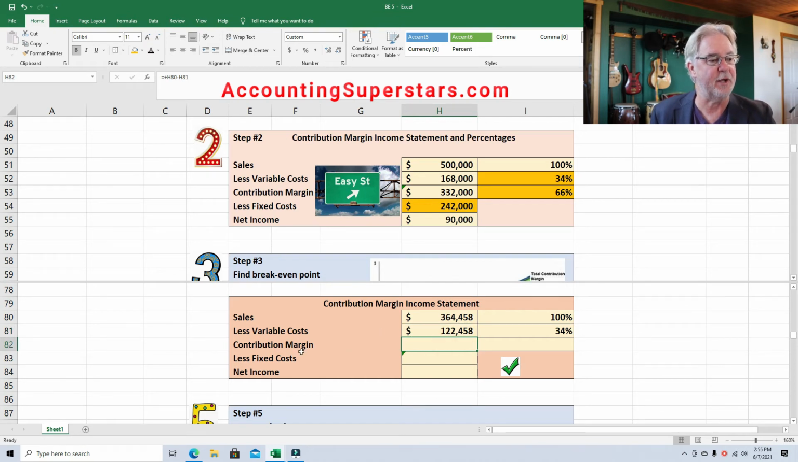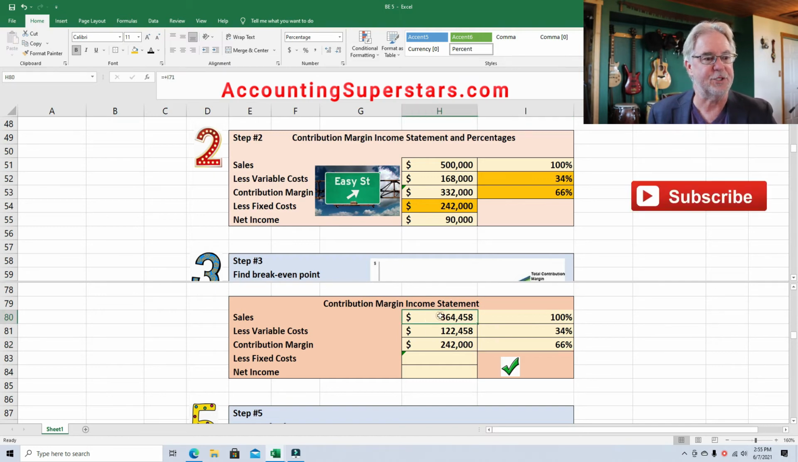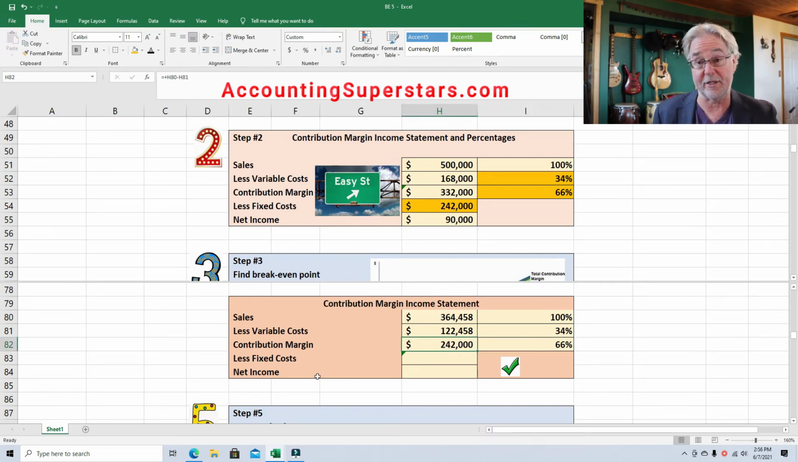And let's figure out the contribution margin. All we have to do is subtract. There we go, 242. And to figure out the contribution margin percentage, just subtract again. There you are. And if you wanted to, you could double check your work, see if you got the right answer. The way you can double check is 364,458, the sales, times 66%. You should get something really close to 242,000.